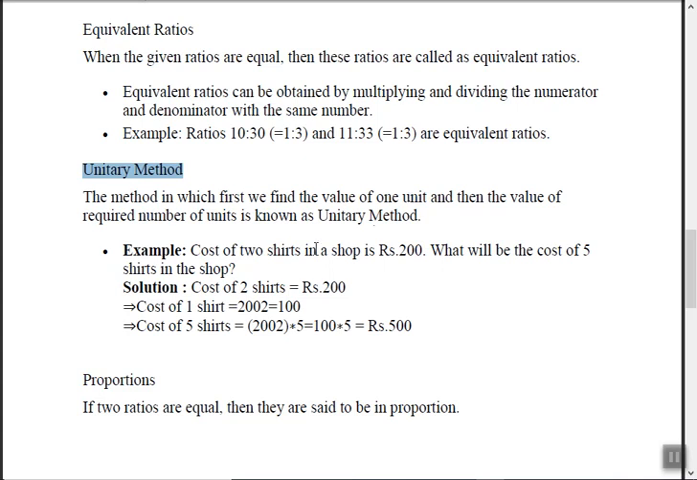Let's see. Cost of 2 shirts in the shop is rupees 200. What will be the cost of 5 shirts? Okay, so how will you do it? First what you do is, 2 shirts 200, so 1 shirt will be 100. Then 5 shirts would be 1 into 5, so 500. Means what have you done? 2 shirts 200, you have found cost of 1 shirt, so that is 100. And then you have found out 5 shirts. Means you have converted it to 1. That's why it's called as unitary. Convert everything to 1. Find the cost of 1 first and then multiply it with the number of units.